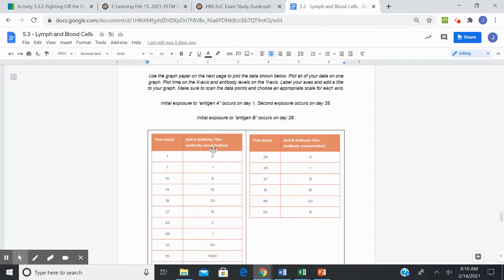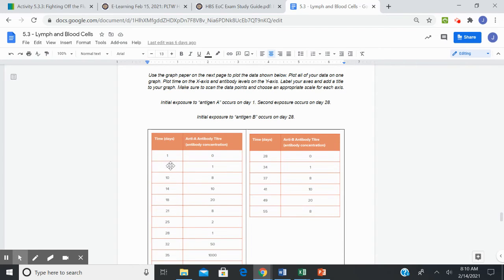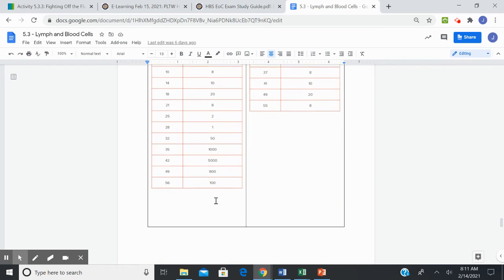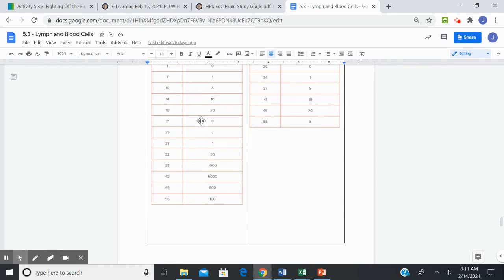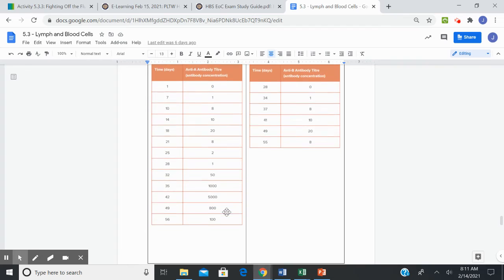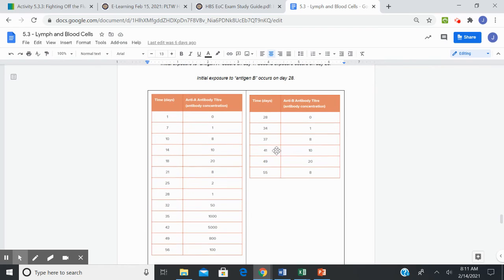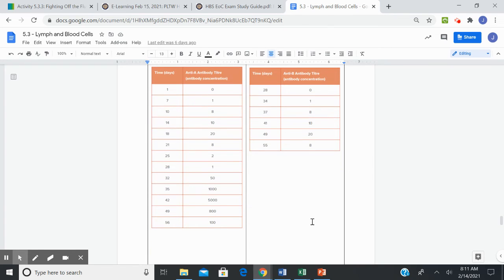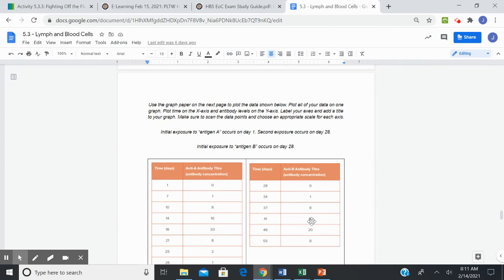And so we see the initial exposure on day 1. We have no antibodies yet, right? And so there's this reaction to that. And so after 28 days or so, that antibody level goes down again. Okay, and then second exposure, we see this response. So basically, what I want you to do is plot the data on one graph and label your axes.